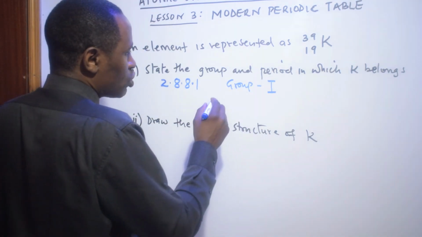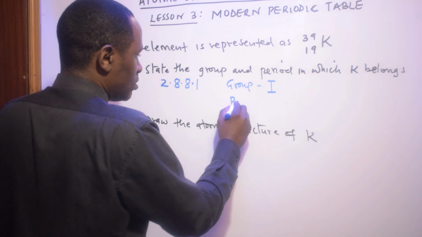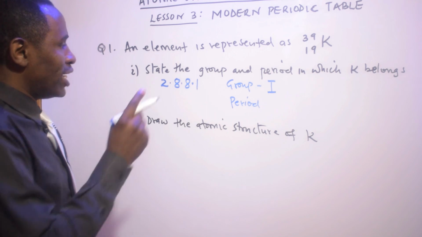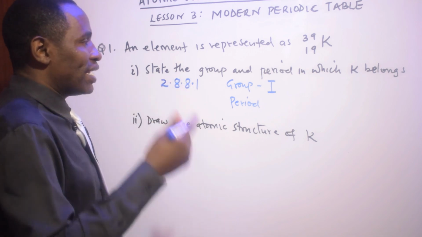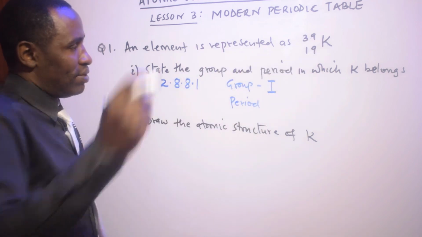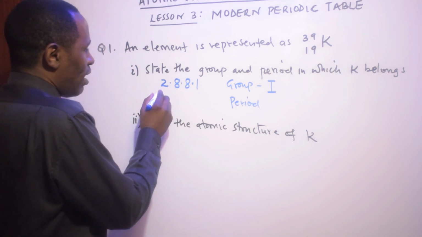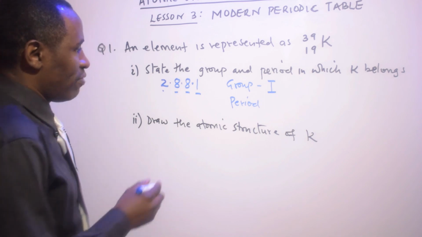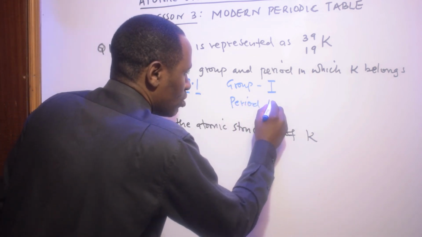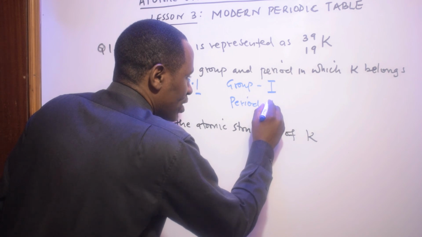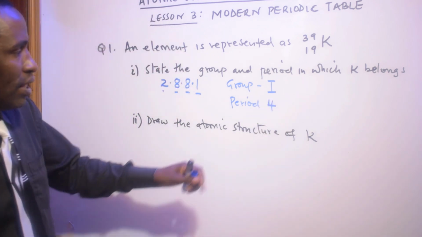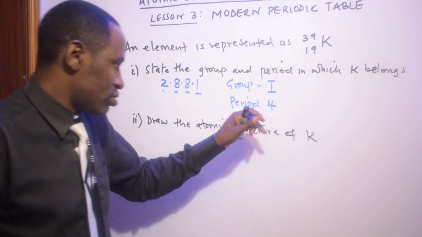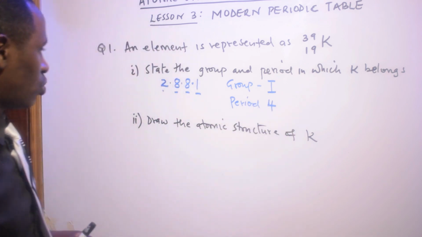Now talk about the period. As far as the period is concerned, I'm just going to look at how many energy levels K has. Potassium will have 1, 2, 3, 4. These are 4 energy levels. Therefore, I'm going to have period 4. Please note the way we number them here. Groups are Roman numbers, and periods are ordinary numbers, the numeral 4. Period 4. That's what we are talking about.